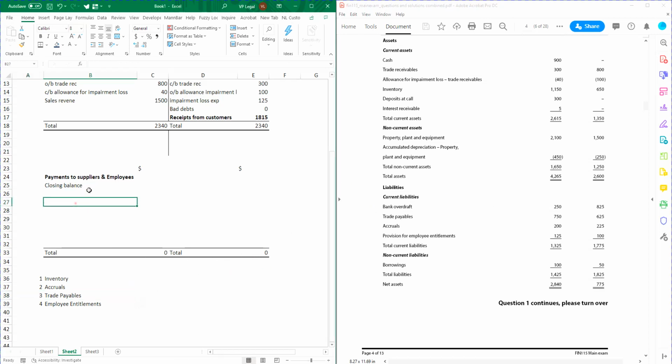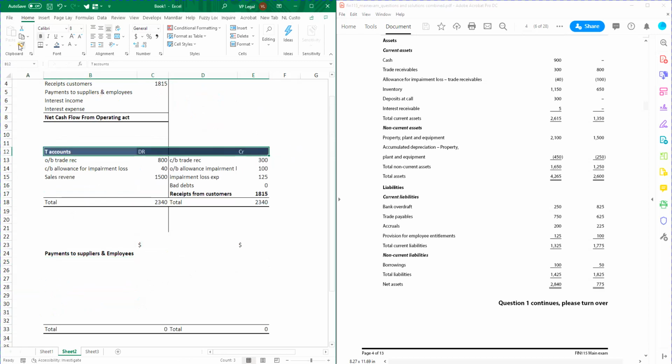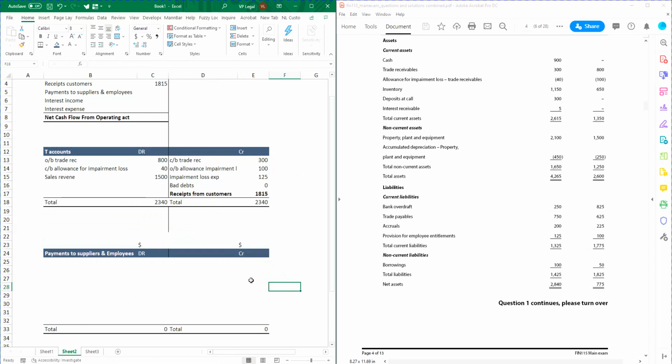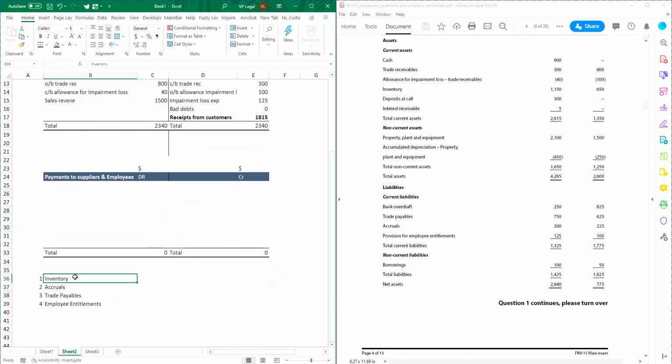Okay, so a few things we're going to need is, depending on which side it is. Okay, so the assets go on the debit side, which is on the left, and the liabilities go on the credit side, which is on the right. So let's start off with inventory. So we always put the opening balance in the same column that the debit is in or the credit is in. So because inventory is an asset, we want to put it in the debit as our opening balance, and then our closing balance is going to go on the other side.